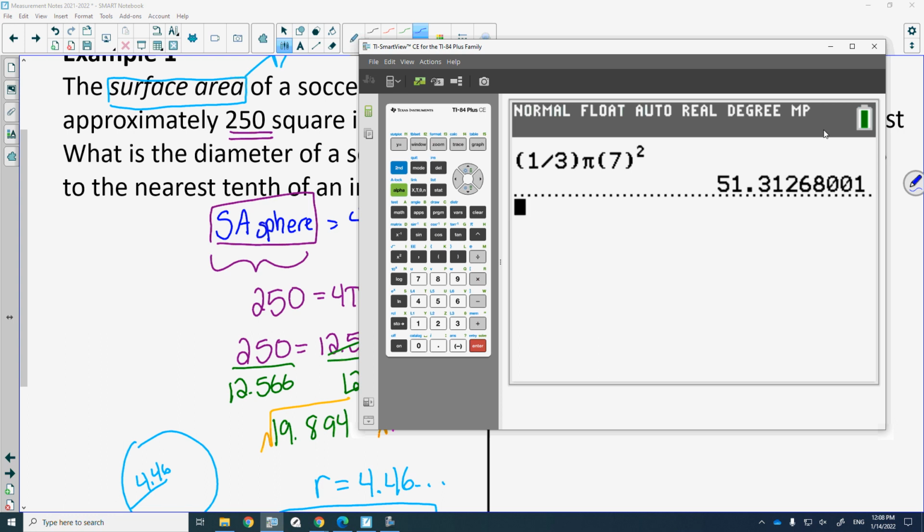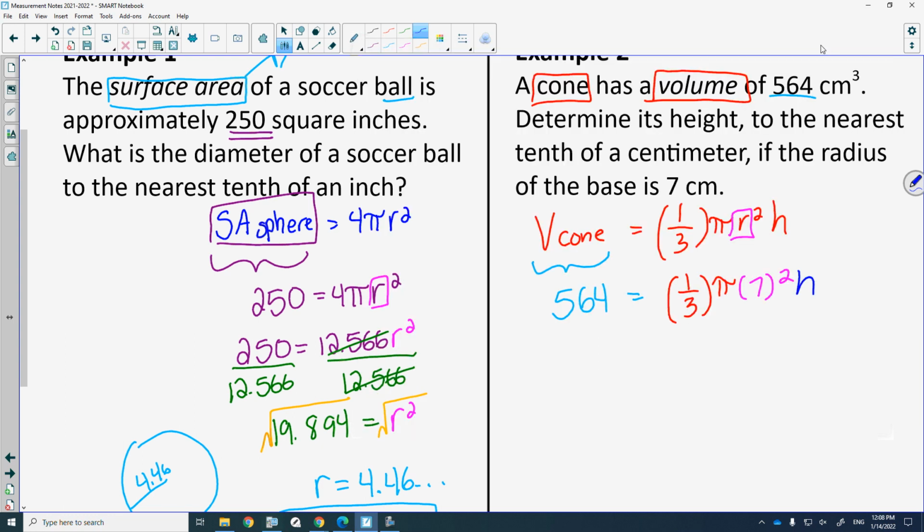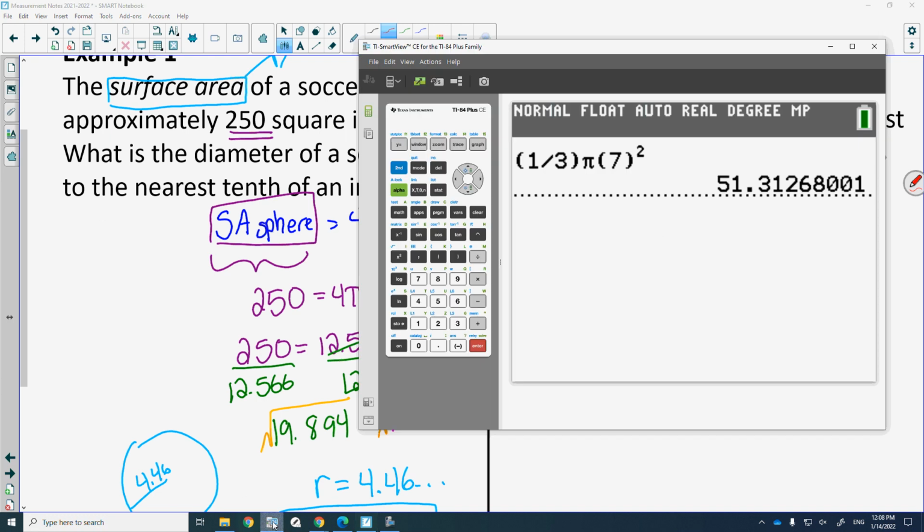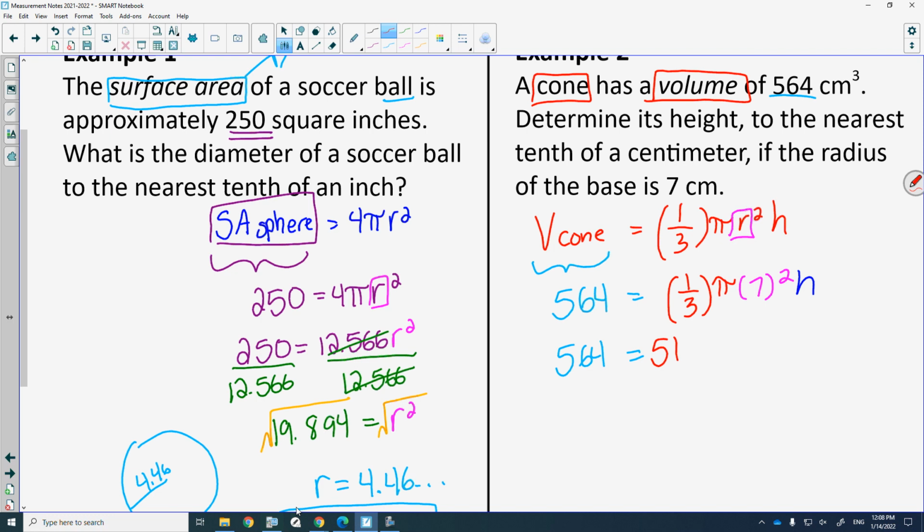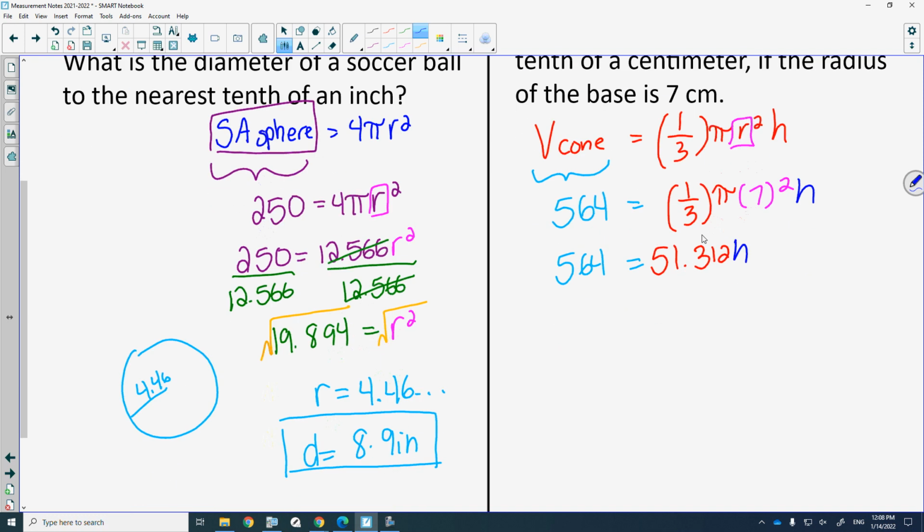Okay, that will give us 51.312. So 564 is equal to 51.312 times the height. Again, we're at the same spot as the previous problem. We need to isolate height. So get rid of that 51.312, and you're going to divide both sides by that number.